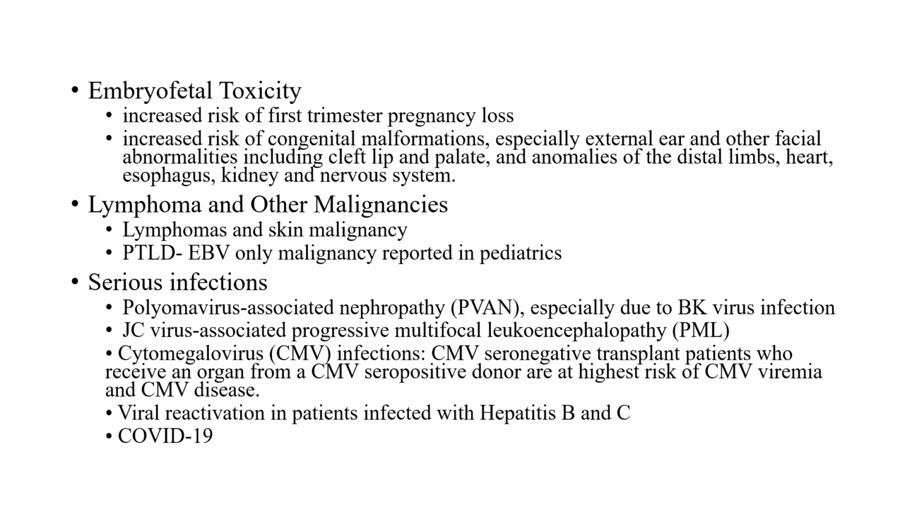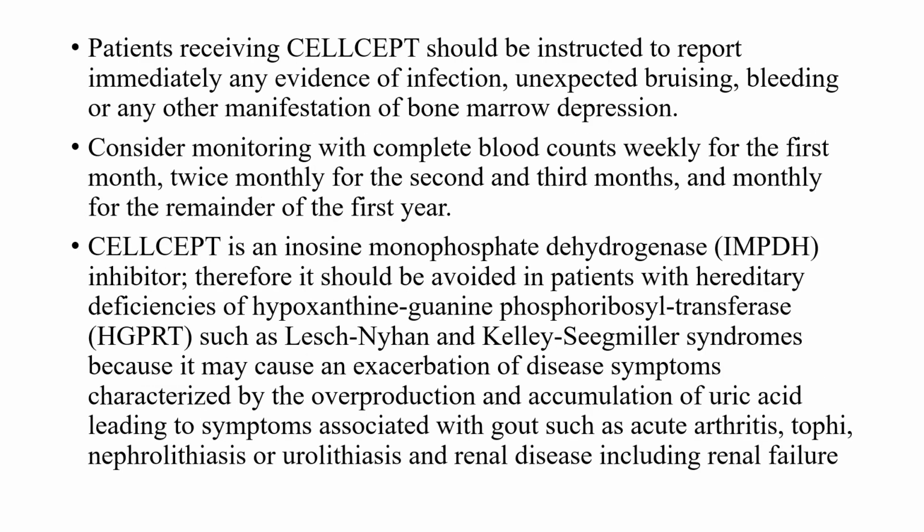And serious infections, just like tacrolimus, there is polyoma associated nephropathy, especially due to BK virus, JC virus associated progressive multifocal leukoencephalopathy, where the patient can present with ataxia, confusion, and hemiparesis. Cytomegalovirus infection more common in donors recipients who are CMV seronegative, who get a CMV positive donor, and also viral reactivation in patients infected with hepatitis B and C, and also COVID-19 are the serious infections reported.